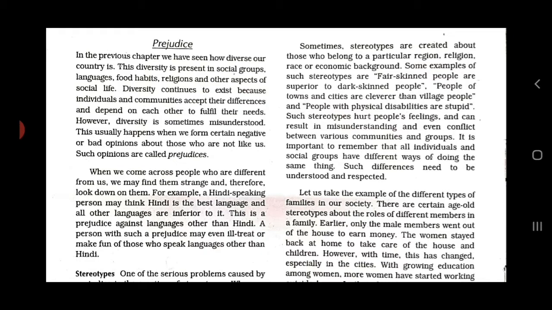Now, this person, children, who has this prejudice that Hindi only is the best language, might ill-treat, that means mistreat or make fun of a person who is not speaking in Hindi, who is speaking in other languages. Understood? So, this is wrong. So I hope this particular term, children, prejudice, is clear in your mind with this particular example. So we should not have bad opinions, negative opinions about others in our mind who are different from us. Understood? Now talking about stereotype.